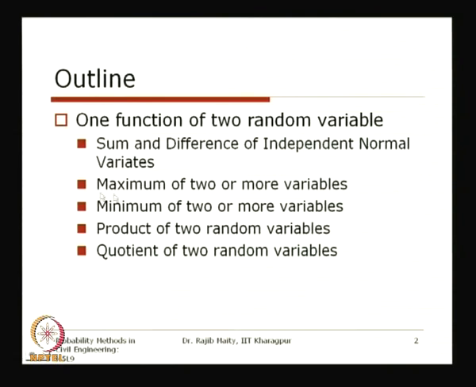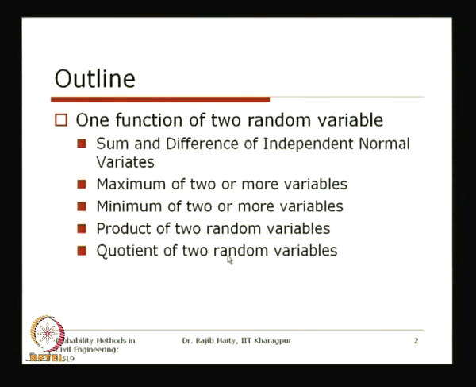After that we will take the maximum of two or even more random variables, and then the minimum of two or more random variables. We will also look at the product of two random variables, that is, if X and Y are there, what should be the distribution of XY, and the quotient of two random variables, that is X by Y. We will see these along with their applications, with some problems from civil engineering for each type of function.